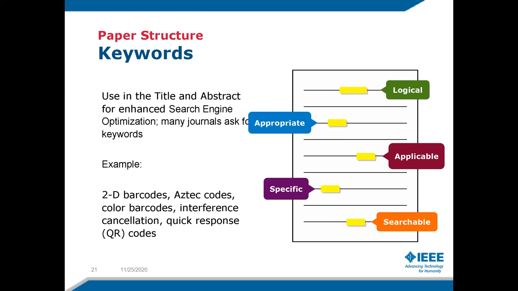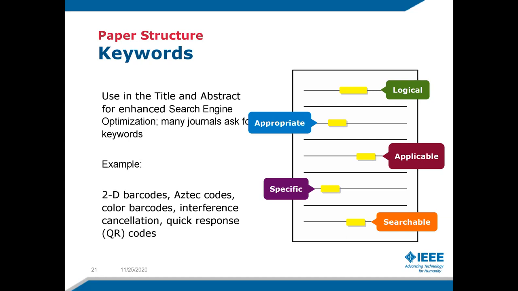Maybe we have a very good paper, but then sometimes we complain, I have such a good paper, but no one reads my paper and nobody cites my paper. Maybe the problem is the keywords. They are not good enough. They are not searchable, okay? So be very careful with the keywords.